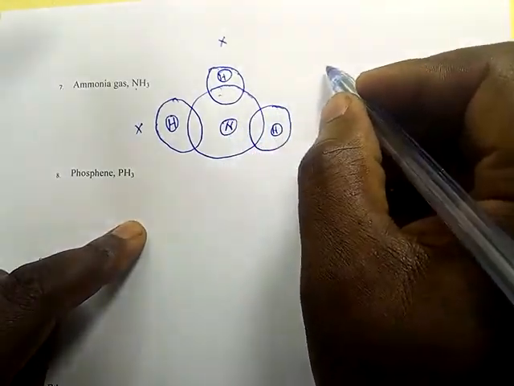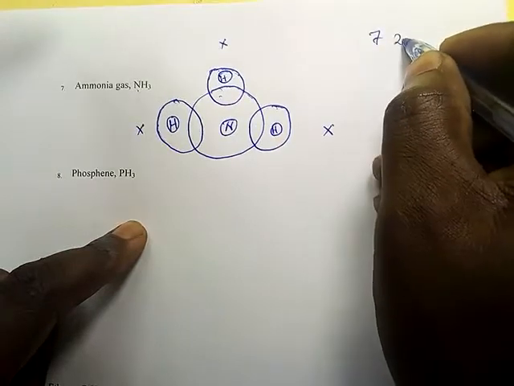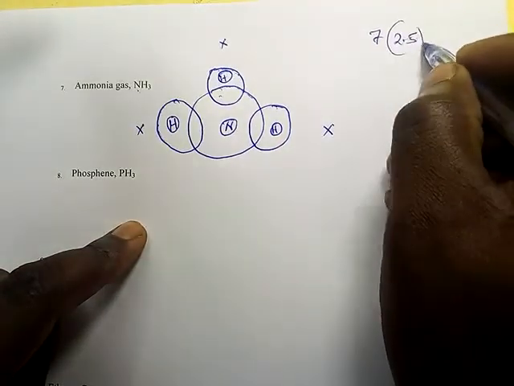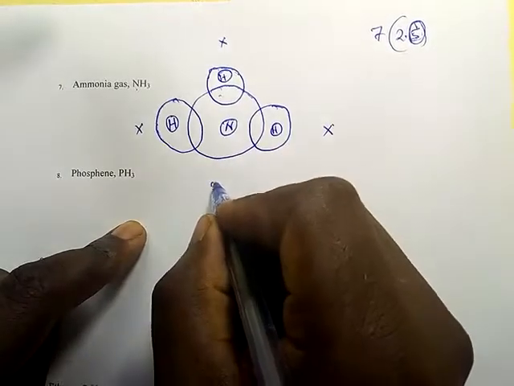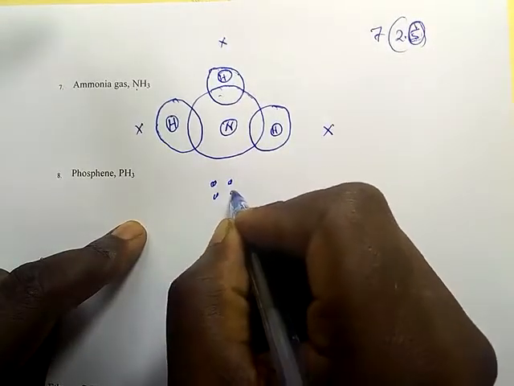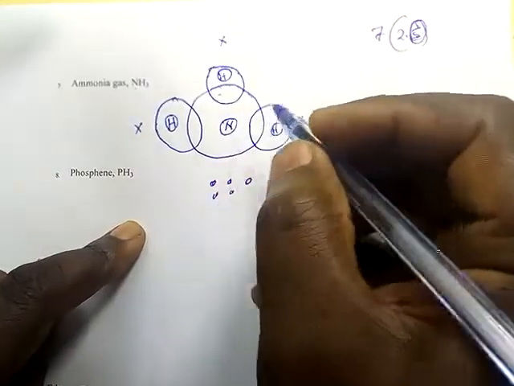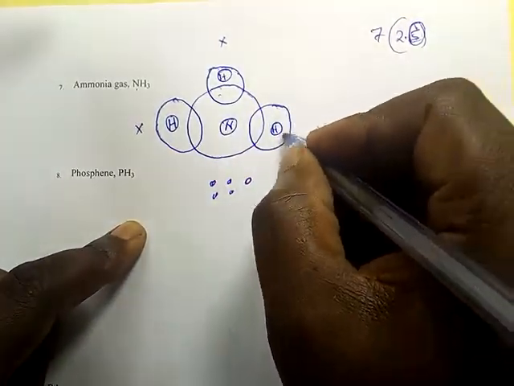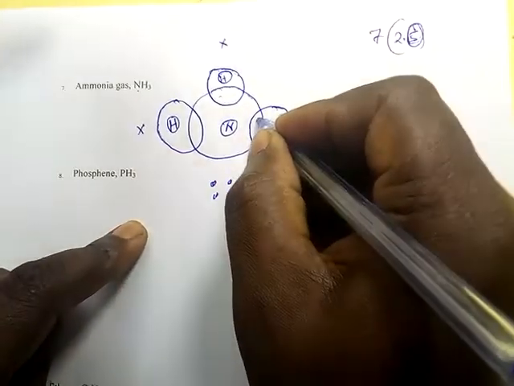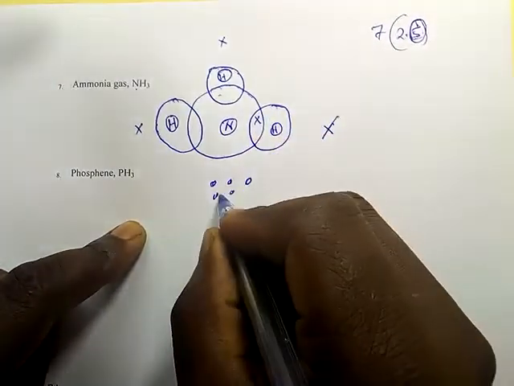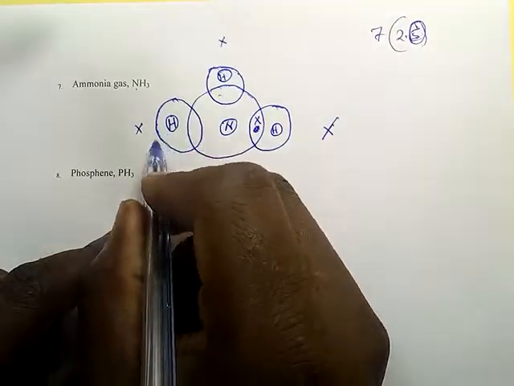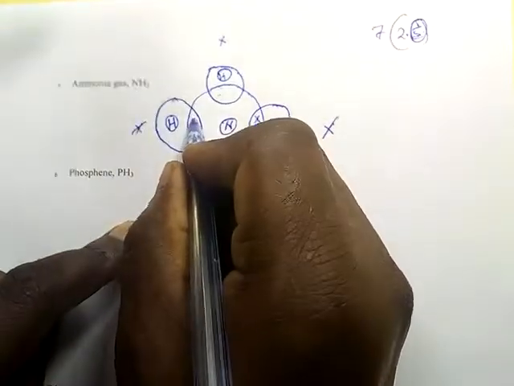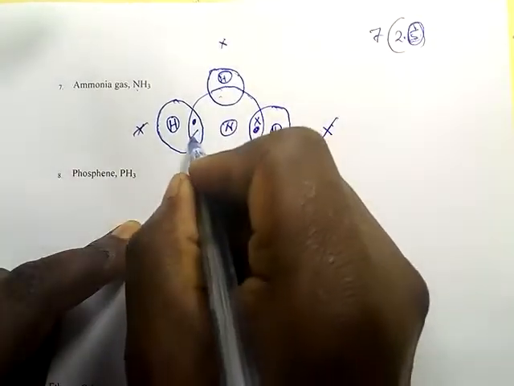Nitrogen is atomic number 7, so its electron configuration is 2, 5. The number of electrons in the outermost energy level is 5: 1, 2, 3, 4, 5 for nitrogen. So they start sharing. Hydrogen provides 1 electron to be shared here, and nitrogen provides another one. Hydrogen provides 1 here, and nitrogen provides another one.